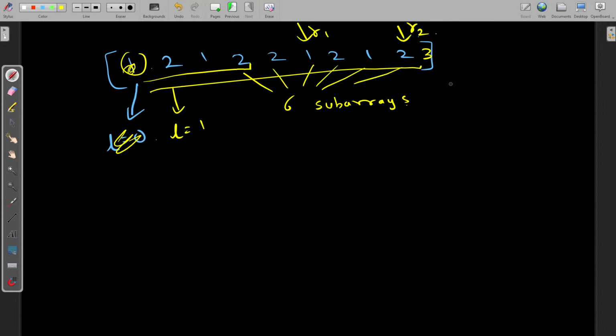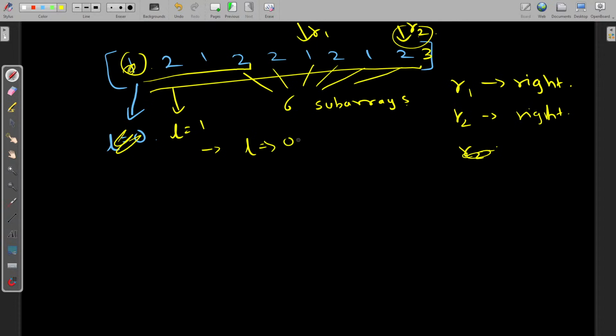So you can see in this test case that R1 will only move towards the right. Similarly, R2 will always move toward the right, because R2 is the pretty standard one, right? The count of distinct elements which we have solved. So R1 and R2 will both always move to the right, and L is also moving to the right.